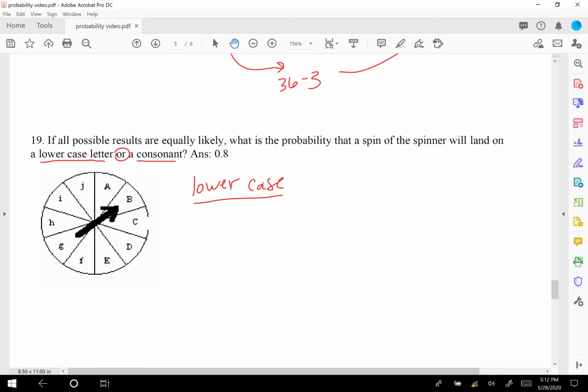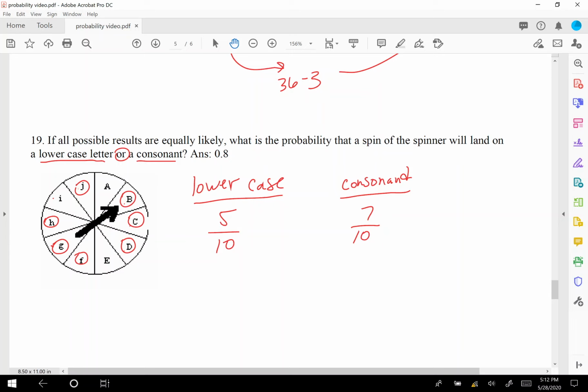A lowercase letter. Well, we have 1, 2, 3, 4, 5. We have 5 letters that are lowercase out of 5, 6, 7, 8, 9, 10. Out of 10, okay? So lowercase letters, 5 out of 10. Now, consonant. How many of these letters on this spinner are consonants? Well, J is a consonant, H is a consonant, G, F, D, C, and B. Okay, 1, 2, 3, 4, 5, 6, 7. So 7 out of the 10 are consonants.